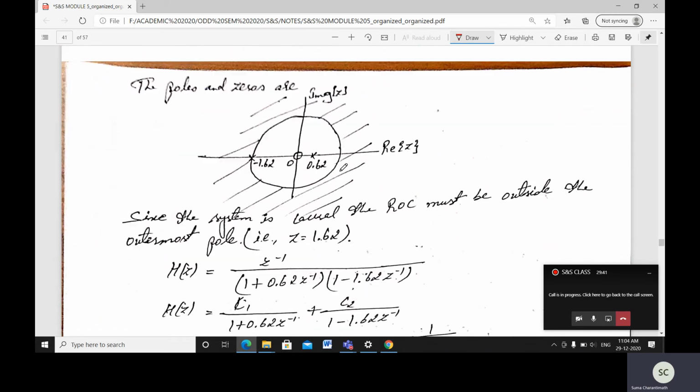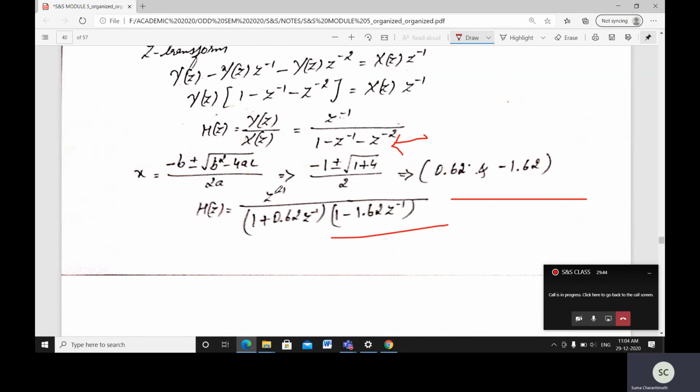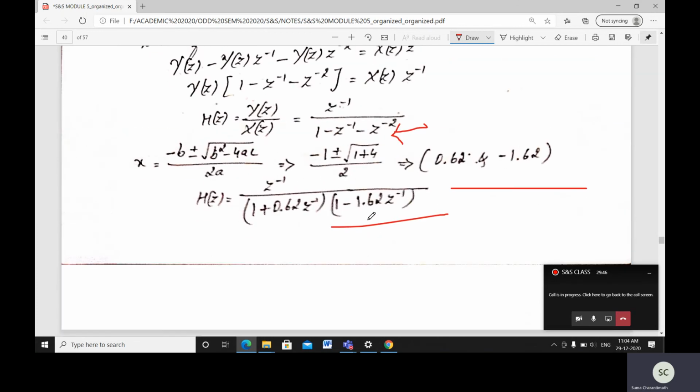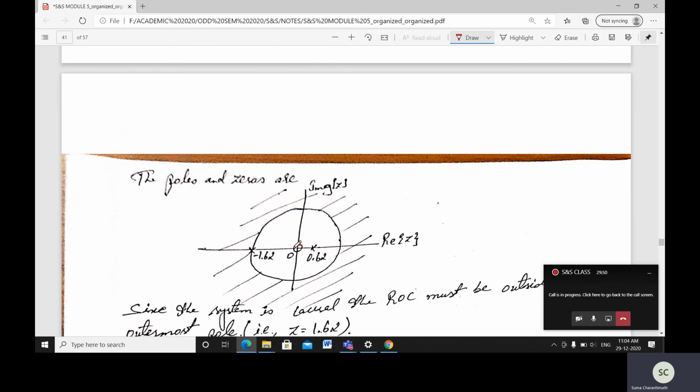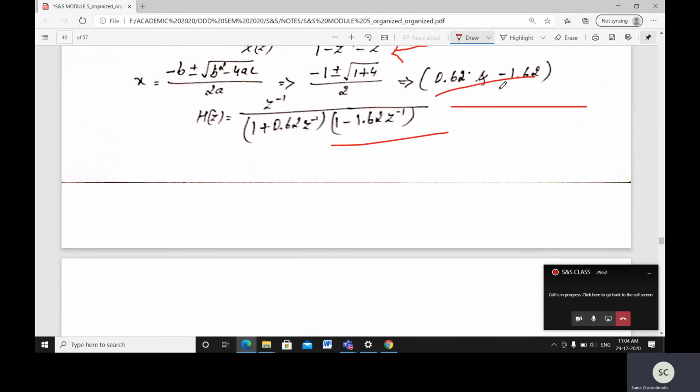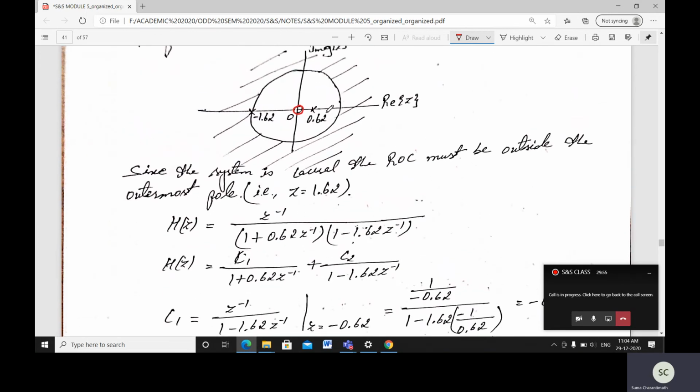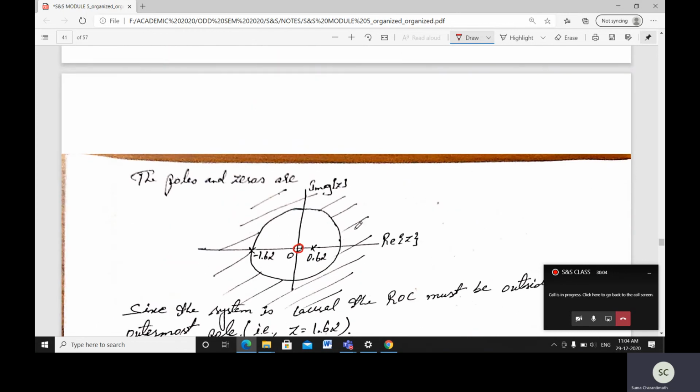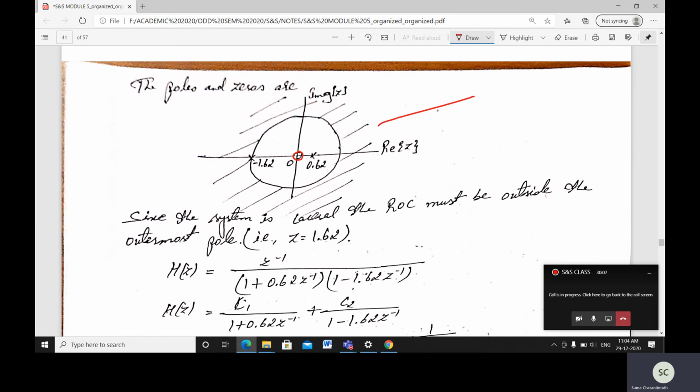Then for the pole-zero equation, z inverse equals 0, as z equals 0 means at the origin you will get one zero. The poles are the values 0.62 and minus 1.62. This is your region of convergence and the poles and zeros location. Since the system is causal, the ROC must be outside the circle of the outermost pole. So your region of convergence exists outside this circle, and the circle has a radius of 1.62.